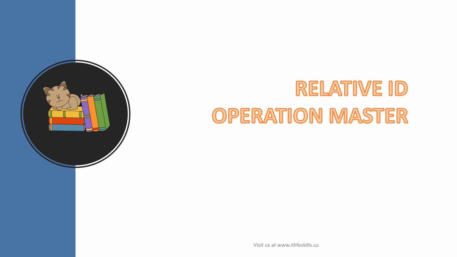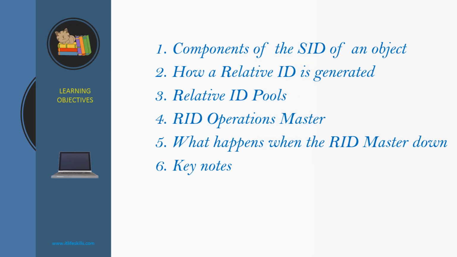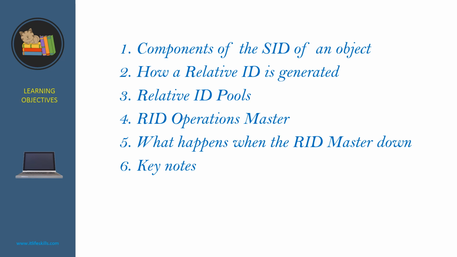In this lesson, we will learn about relative ID operation master. First of all, we will learn about the components of the security ID of an object, then how a relative ID is generated, and the relative ID pools. After that, we will learn about the relative ID operations master and what happens when the relative ID master is down. Finally, we sum up the lesson with the keynotes.